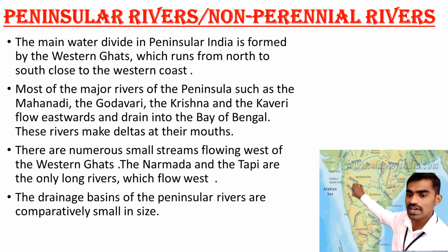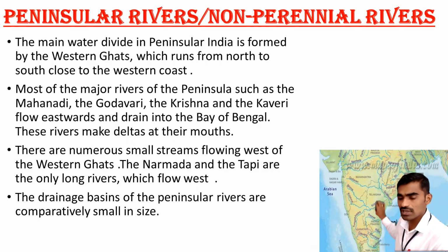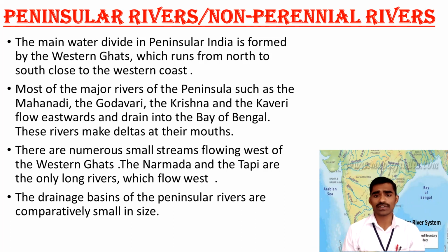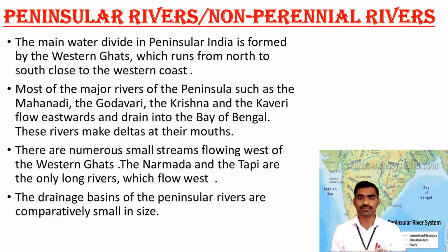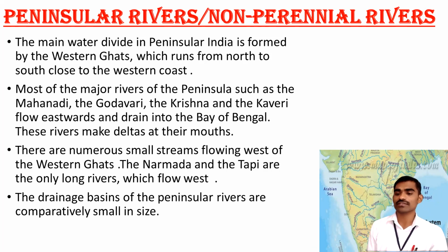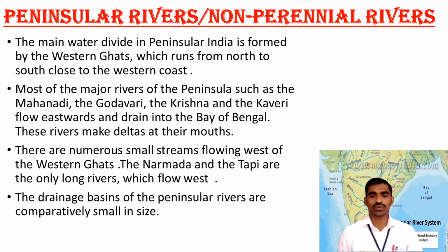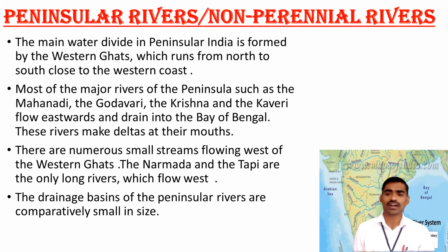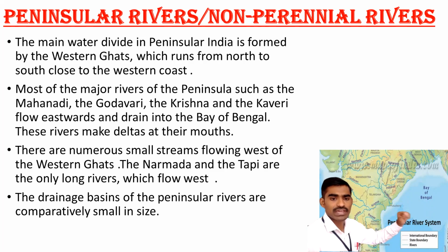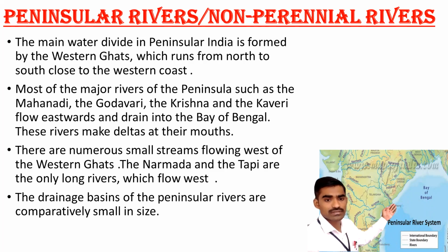The rivers which have origin on this peninsular part of our India will be referred to as peninsular rivers. And one very important characteristic of these peninsular rivers is that they are non-perennial rivers because they get water only and only from the rainfall. There are some major peninsular rivers such as Mahanadi, Godavari, Krishna, Kaveri, which flow towards the east side and finally meet the Bay of Bengal. These rivers also make deltas at their mouth near the Bay of Bengal.